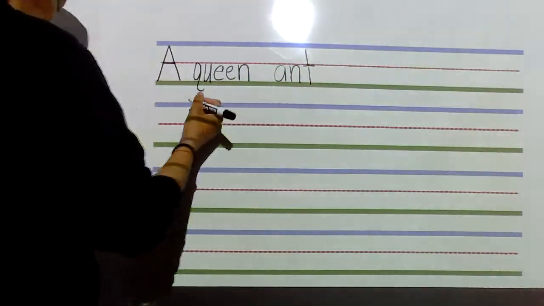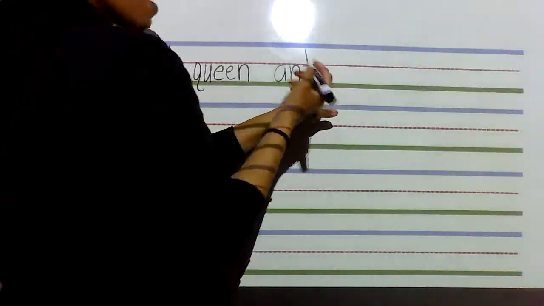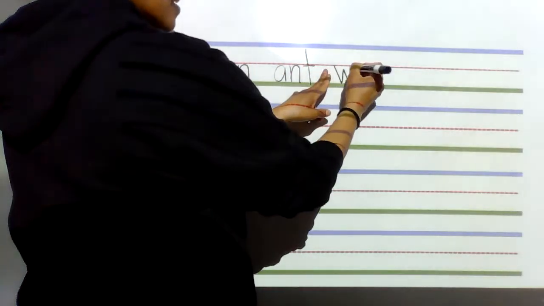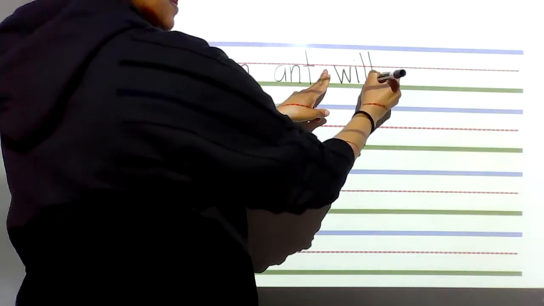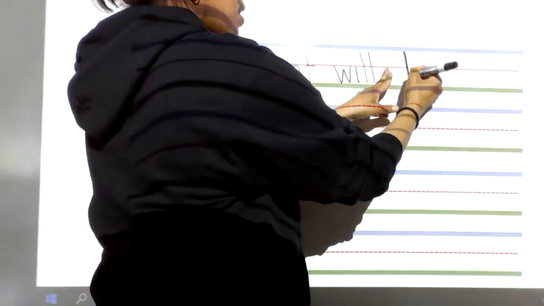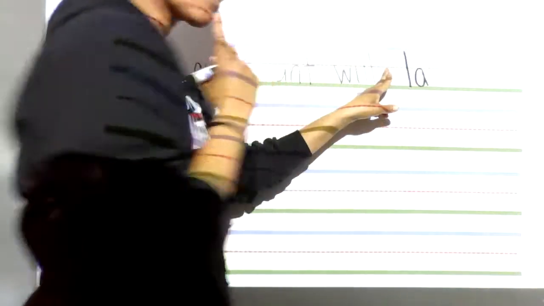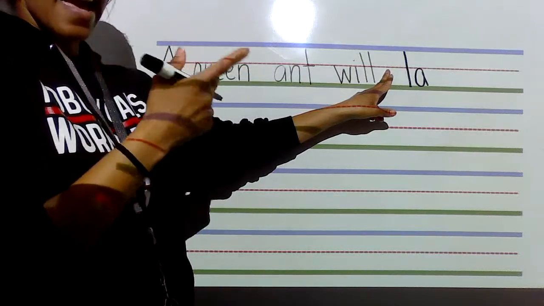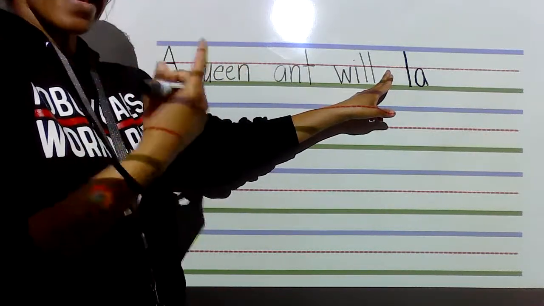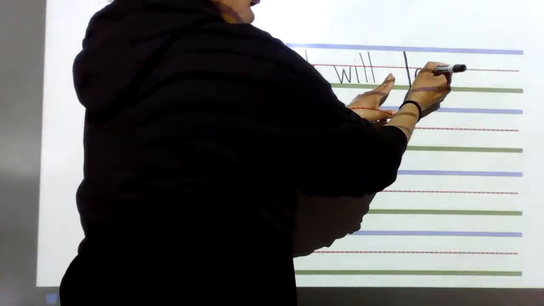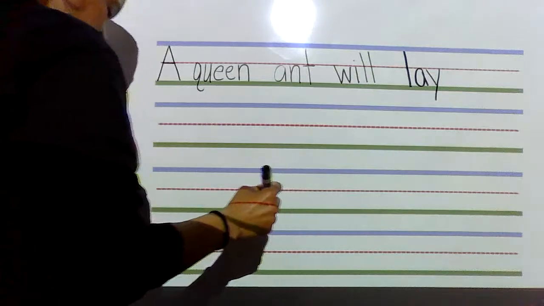Ant. A queen ant will, I believe is a power word, but it's one of those power words you could sound out. So let's sound it out. Wa, I, oh, will. A queen ant will lay. I hear a little A. And I think something's missing. Let me think of a word that I know. I know lay, say, I know day, I know way, and I remember that all of those words end with something. They all end with the Y. So I'm going to use what I know to write lay. Look at that. A queen ant will lay eggs.